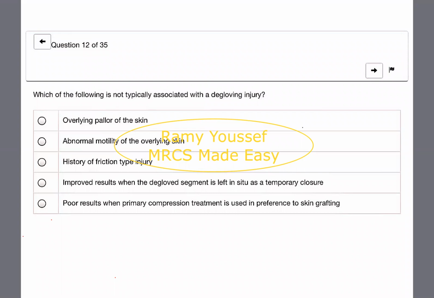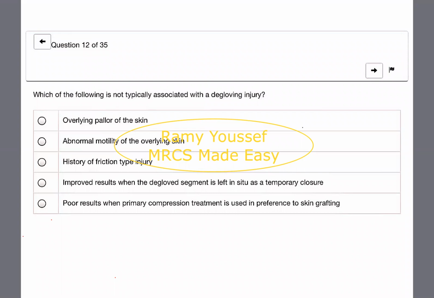Question: which of the following is not typically associated with the degloving injury? Overlying pallor of the skin, abnormal motility of the overlying skin, history of friction type injury, improved result when the degloved segment is left in situ as a temporary closure, poor result when primary compression treatment is used in preference to skin graft. I choose the third, history of the friction type injury.